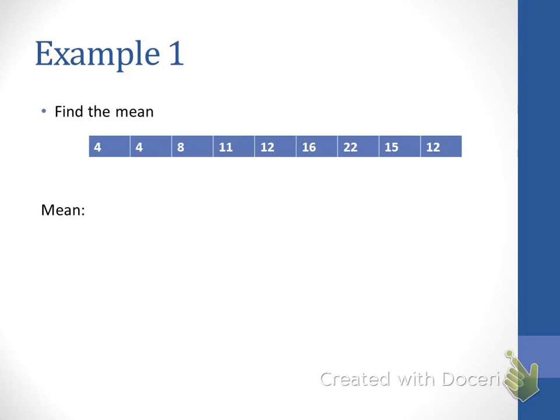All right, so Zach, what is it? 104. Very good. So 104, you're going to write your total. And then you divide that total by the number of numbers. So how many numbers do I have in this data set? How many numbers do I have, Elena? 9. Very good. So 104 divided by 9.